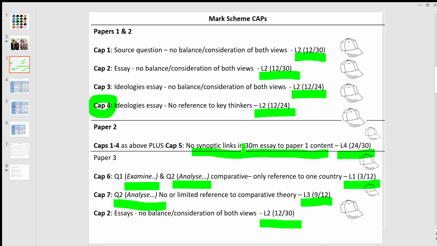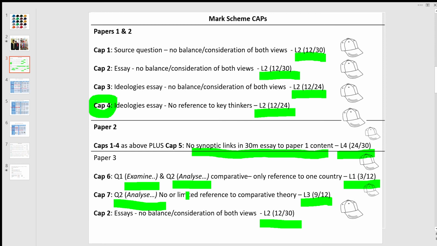This one, the synoptic link back to paper 1, it's 6 marks that's going begging, or possibly you could lose. And these newer questions here, question 1 and question 2, the examine and analyze one, and the use of comparative theories. But we'll do these as we're doing the questions.